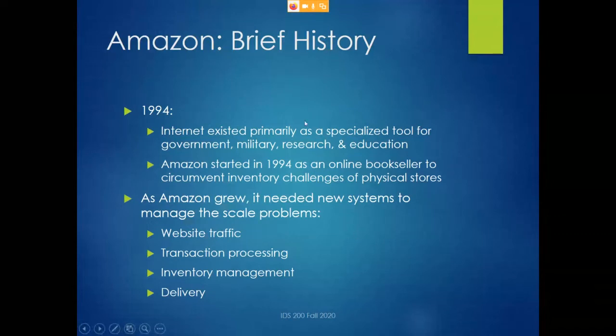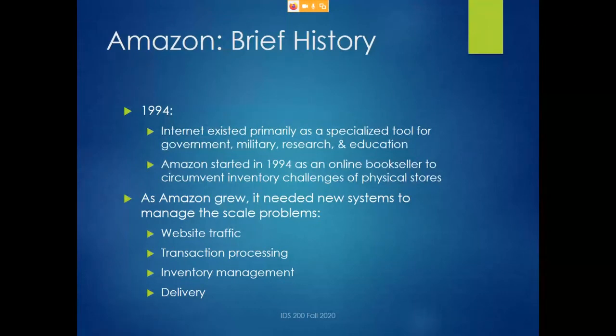Now, brief history of Amazon. 1994, so flashback to then, the internet was basically a specialized tool for government, military, research, education, that sort of thing. So if you were in one of those areas, yeah, you probably had access to the internet, but it wasn't something that most people had in their house. There were only a few million internet users at the time.